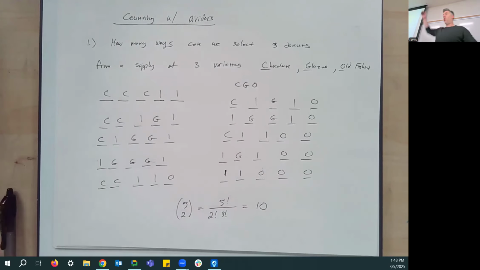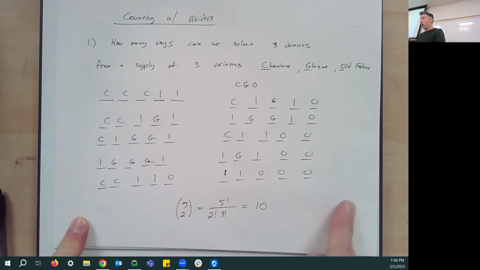So I can get all 3 chocolate, all 3 glazed, all 3 old-fashioned. Or I can get 2 chocolate, 1 glazed, 2 chocolate, 1 old-fashioned. Or 2 glazed, 1 chocolate, 2 glazed, 1 old-fashioned. Or 2 whatever, 2 whatever, right? And then you can have 1 of each.